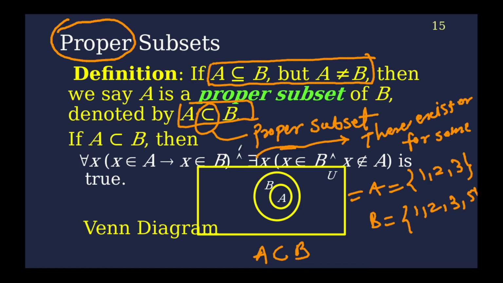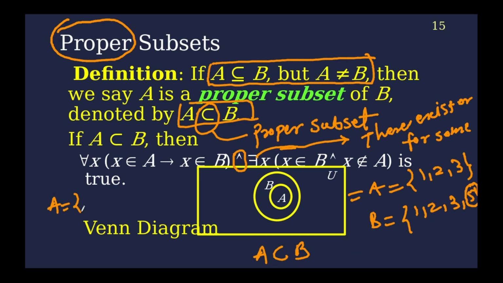Okay, and there is one more AND condition here. What does this AND condition say? There exists an X which belongs to B and which is not part of A. For example, here 5. There exists a 5 which belongs to set B, but it is not in set A. So in this case, we will call it that A is a proper subset of B.